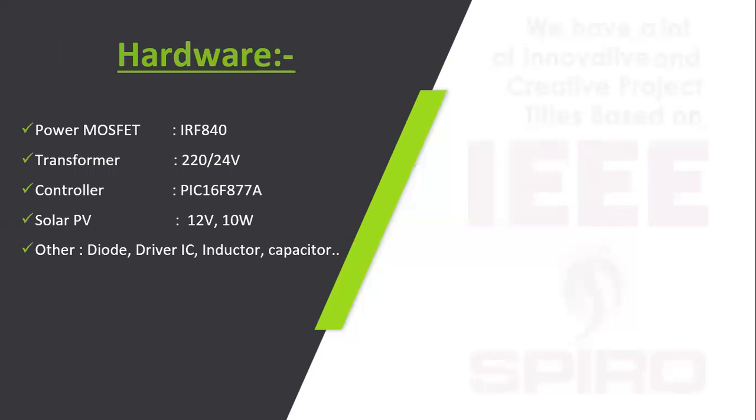These are the minimum hardware requirements. Mainly the MOSFET is used for both the converter and the voltage source inverter, and a transformer. The transformer is used to supply the PIC microcontroller, which needs 5 volts. In between, a regulator and diode bridge rectifier are used. And a solar PV 12 volt 10 watt panel is used, and other passive and active devices are used in our proposed converter. Thank you.